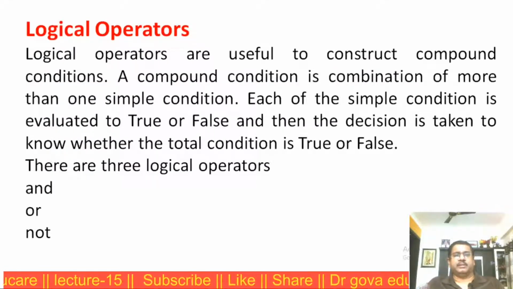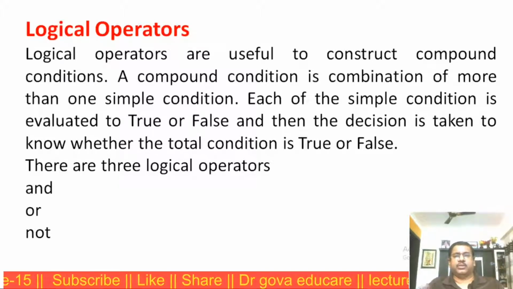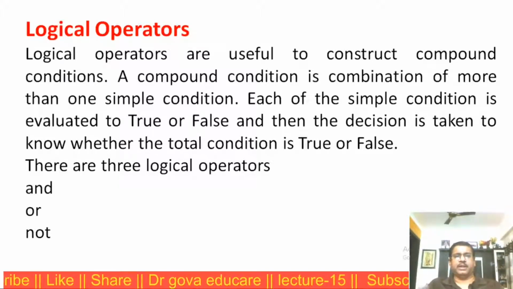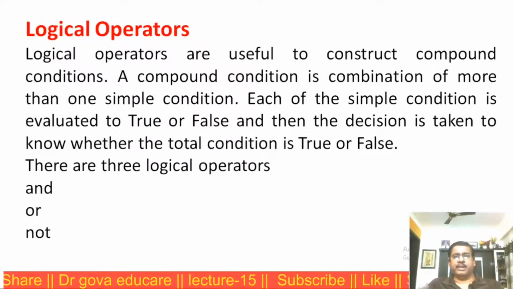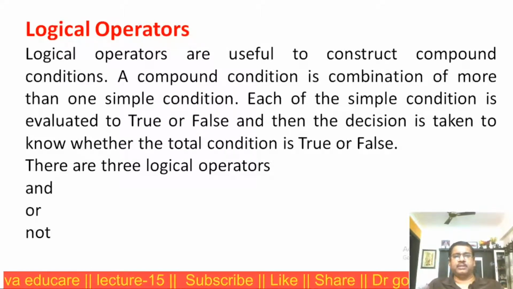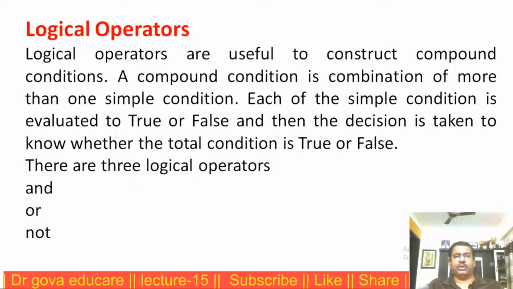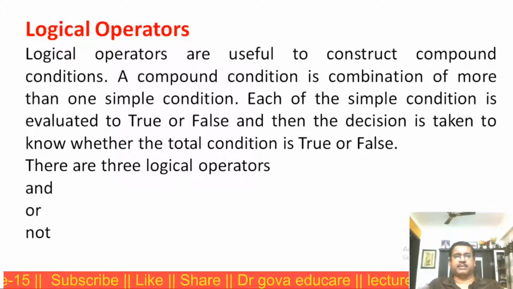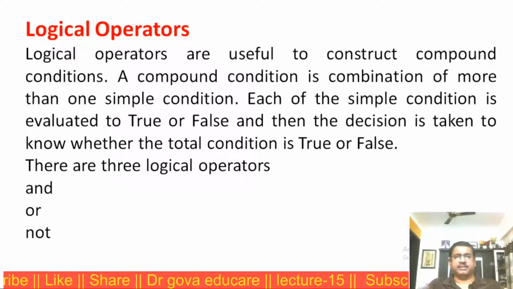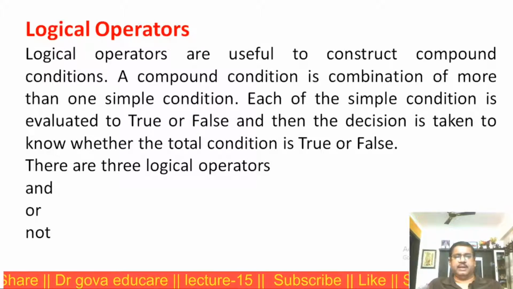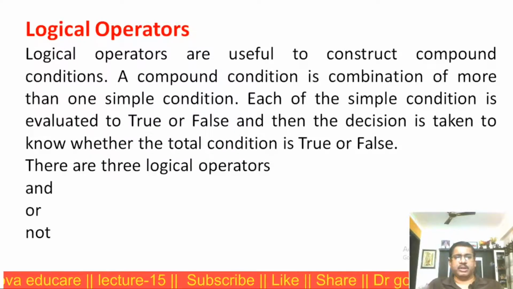Logical operators. Logical operators are useful to construct compound conditions. A compound condition is a combination of more than one simple condition. Each of the simple conditions is evaluated true or false, and then the decision is taken to know whether the total condition is true or false. Such operators are called logical operators. There are three logical operators in Python programming: and, or, not.